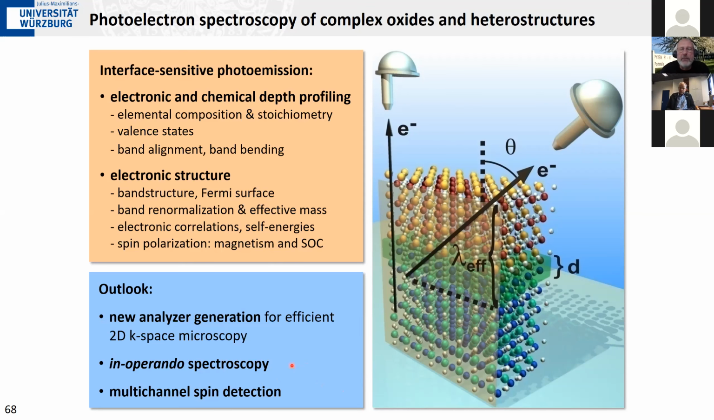In operando spectroscopy, I just mentioned that we want to look at samples that are driven by a gate field and look at the spectroscopic information that we can get under this gated situation, all the way up to developing a new analyzer generation, which goes by the name of momentum microscopy, which would give us a much enhanced intensity detection compared to the conventional types of photoelectron analyzers that we are using at the moment, but I didn't have time to talk about this.